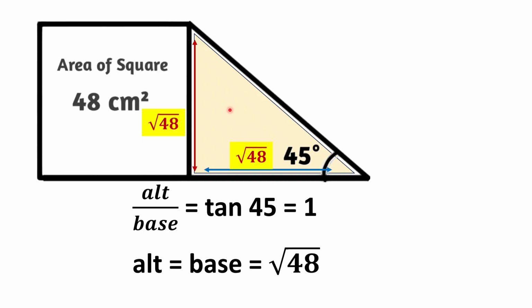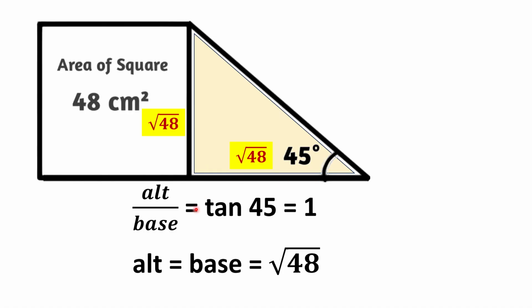Now look at the two blinking lines, the altitude and the base. The vertical red line is the altitude of the triangle, and the horizontal blue line is the base. So altitude by base is equal to tan 45, only for the shaded triangle.